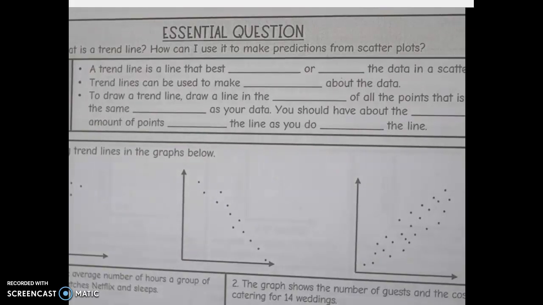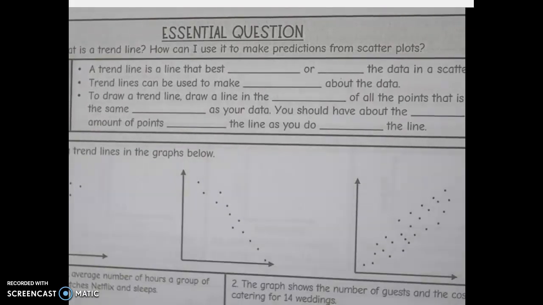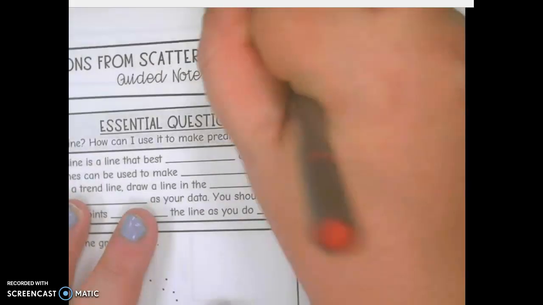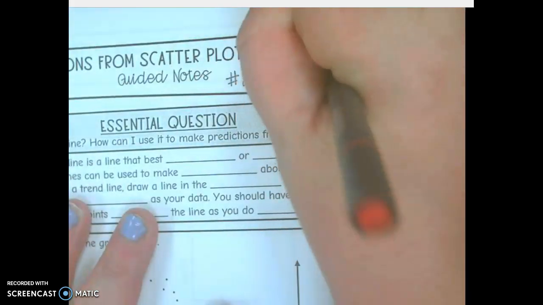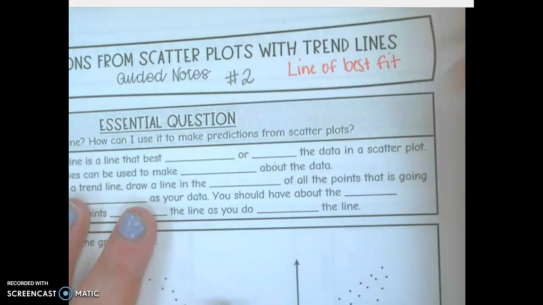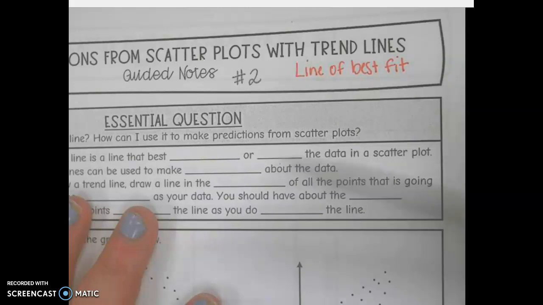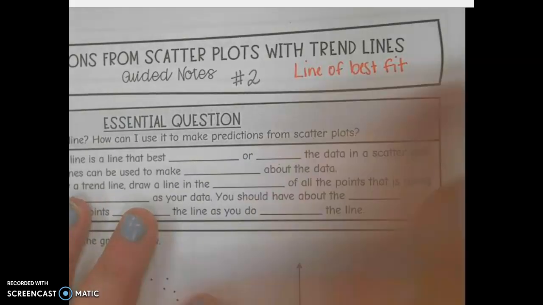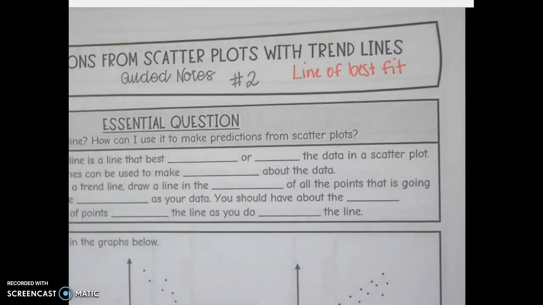All right, so this is our making predictions from scatter plots with trend lines. Now, we're going to use the word trend lines, or you will also hear it called line of best fit. You will hear it used both in this class. Trend line is used a lot in 8th grade, but line of best fit is what is most common, what is used in high school. So we're going to use both of those so that you get used to hearing both of them.